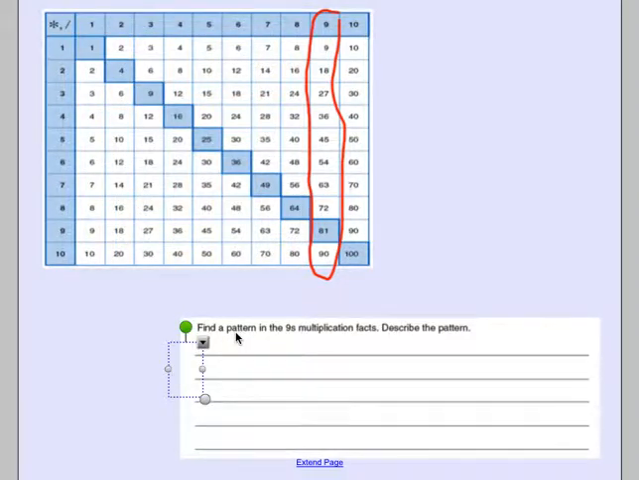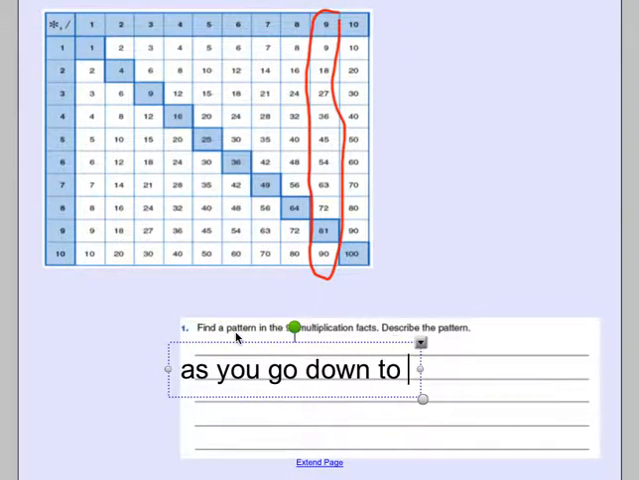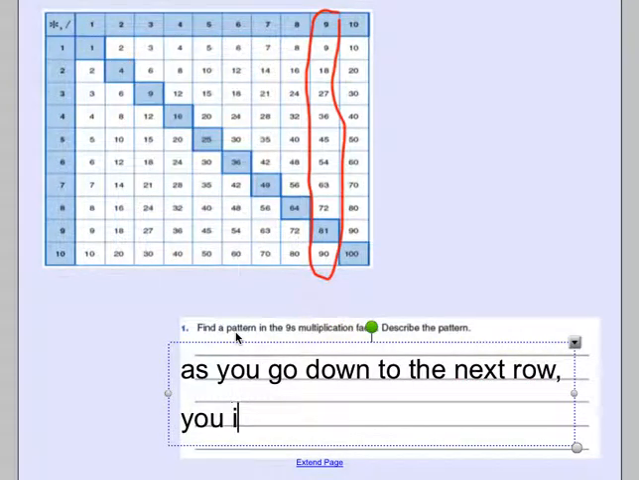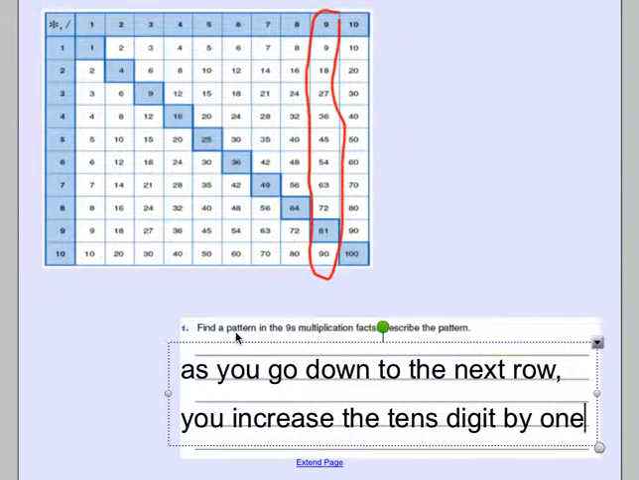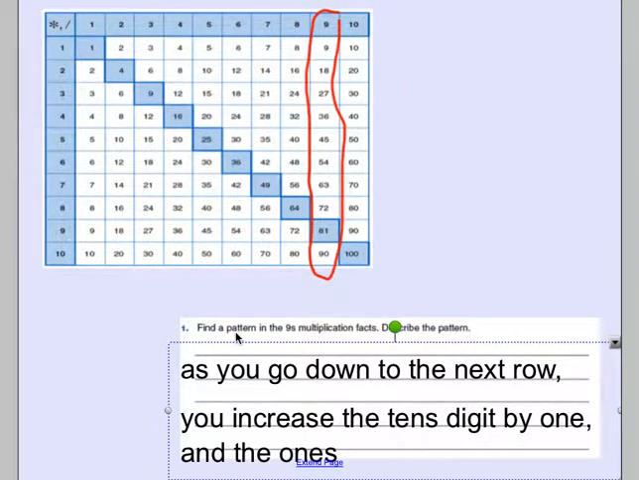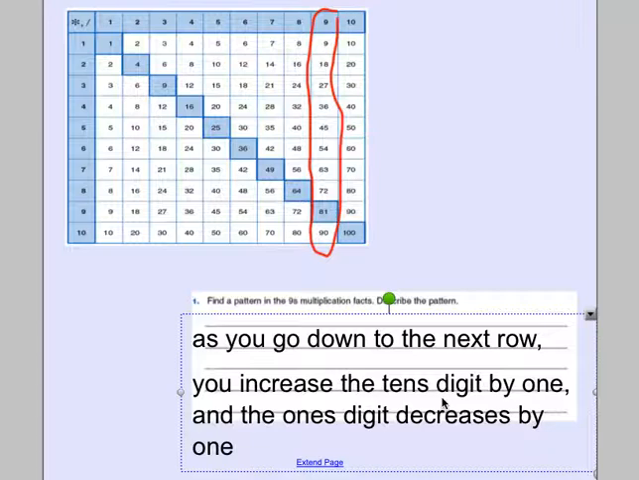Well, something I noticed that I'm just going to jot down really quick is as you go down the row, or to the next row, you increase the tens digit by 1, and the ones digit decreases by 1. So 9 becomes a 1 and an 8, and then the tens increases to a 2, and the 8 decreases to a 7, and then the 2 increases to a 3, and the 7 decreases to a 6. Alright, so that's something that I noticed in the nines column.